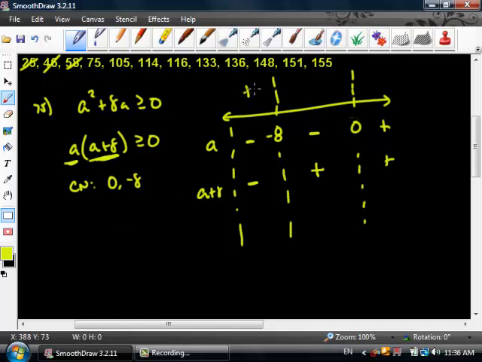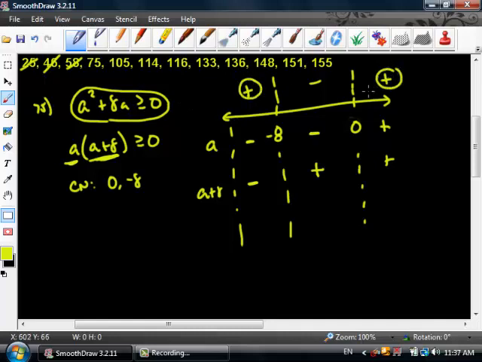Okay, final intervals: positive, negative, positive. From here, I have to look back at the original problem. The original problem asked me where this stuff here was greater than 0. Well, when we're greater than 0, we are above the x-axis.